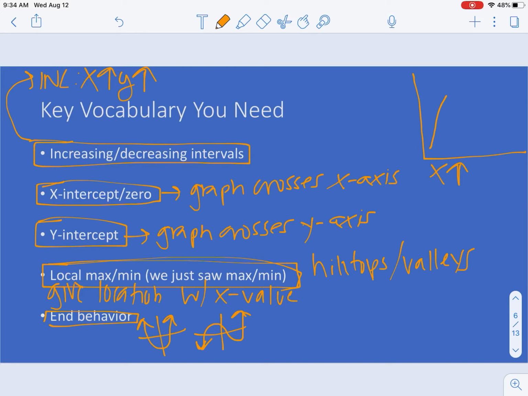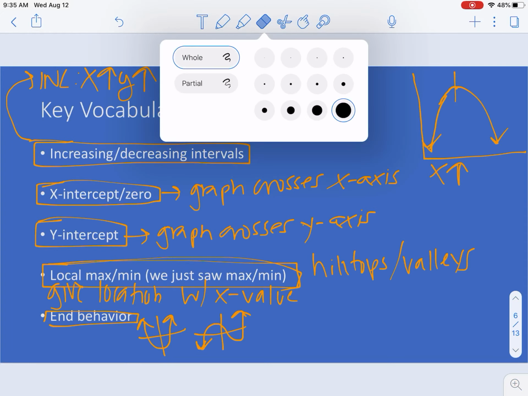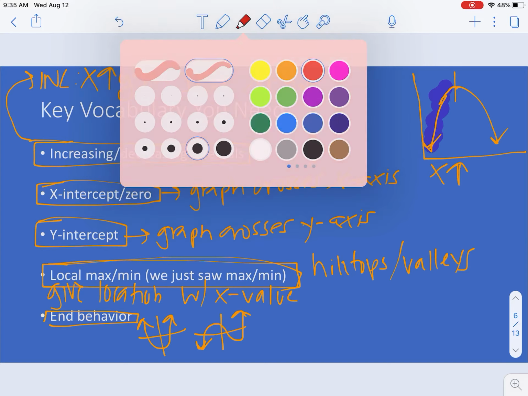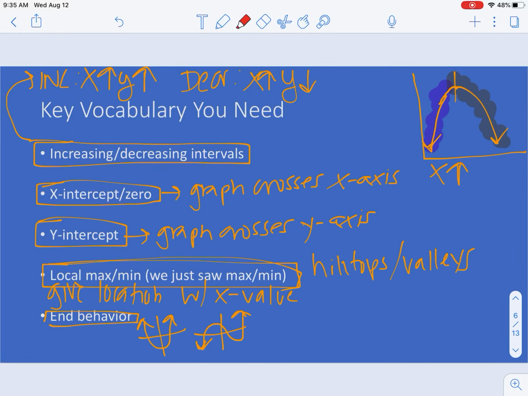That is a portion that as x was getting bigger, so from left to right, the graph was getting bigger. Decreasing then would be as x goes up, because once again we're saying from left to right, y is going down, it's getting less. And so another example would be the other side of a parabola, it's coming down. So this portion is increasing. This portion is decreasing.